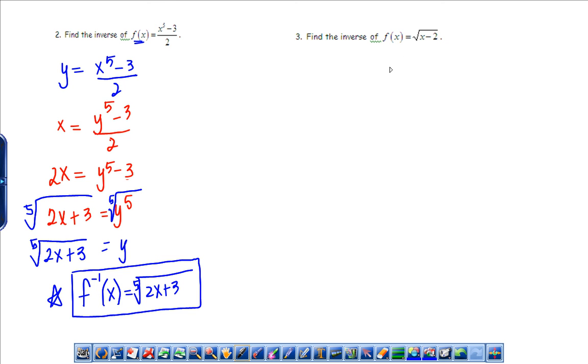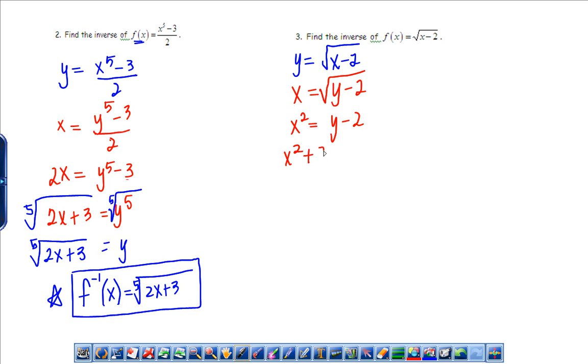If you would like to try this one by yourself and then check it with mine, go ahead and pause the video. So I'm going to say y equals the square root of x minus 2, but I'm going to switch my x and y. I'm going to square both sides. So this is x squared equal to y minus 2. Then solve for y. So this is x squared plus 2 equals y. This one's really easy. Again, my final answer, the inverse function of x is equal to x squared plus 2.